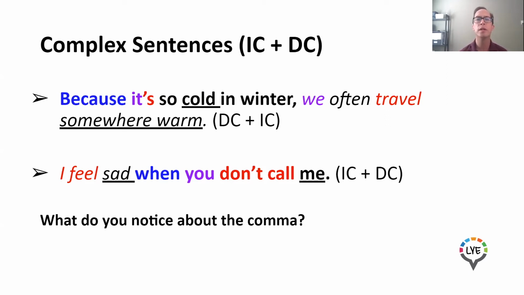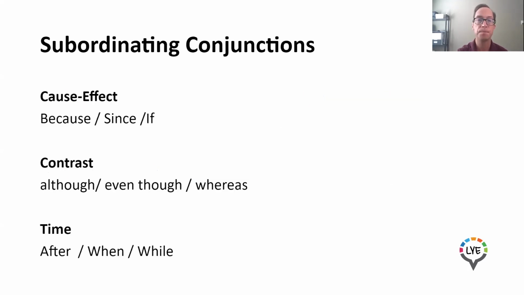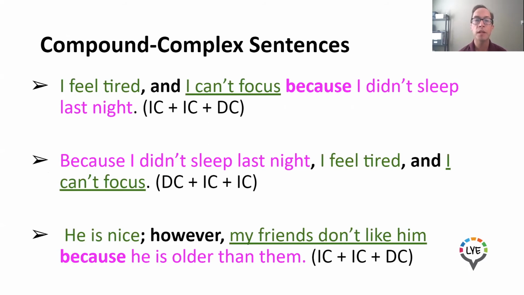You don't need to worry about that too much for the IELTS test, but for your everyday writing, it's a good rule to remember. And here is a list of subordinating conjunctions. So when you use these words, you're using a complex sentence. Now, let's cover one more before we move on.